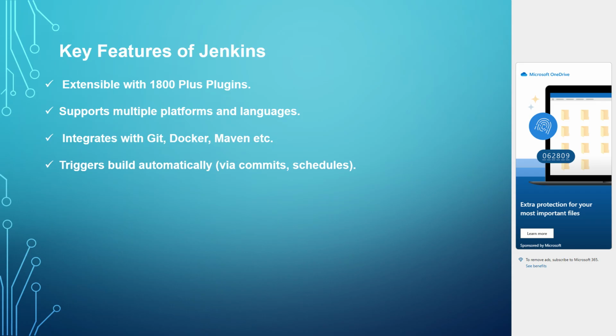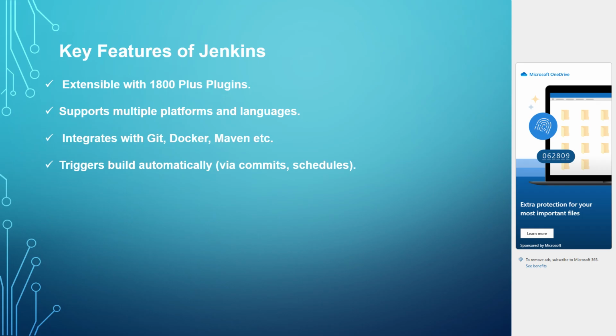Now, what are the key features of Jenkins? Jenkins is extensible with more than 1800 plugins, you can say extra features, and it helps us integrate with different service providers. It supports multiple platforms and languages, so you name it and all those languages are supported by Jenkins. It integrates easily with Git, Docker, Maven, etc., as well as Terraform. You just need to install the required plugin and you can integrate with third-party or other tools.